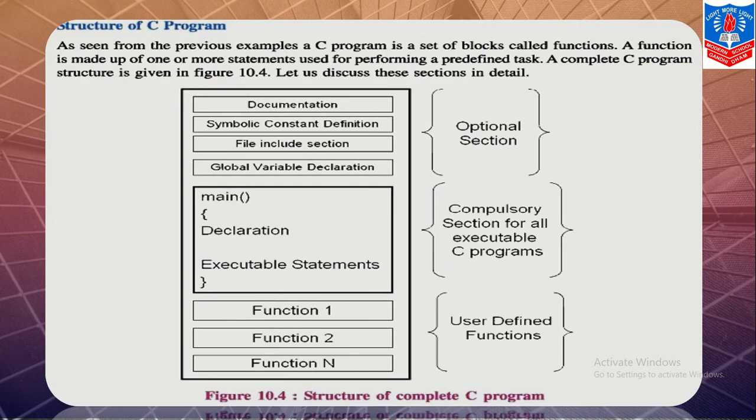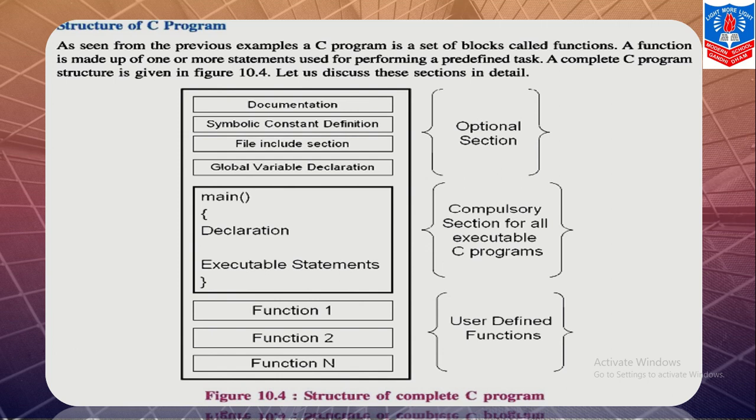Now, children, the structure of a C program is given, as seen from the previous example. A C program is a set of blocks called functions. A function is made up of one or more statements used for performing a predefined task. A complete C program structure is given here in 10.4. You can have a look, children, over there. Let us discuss these sections in detail.